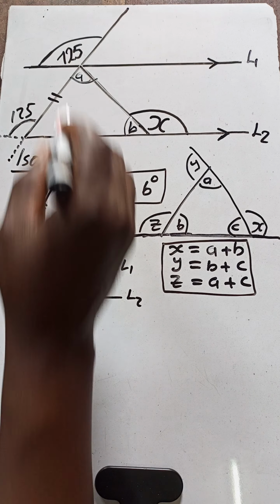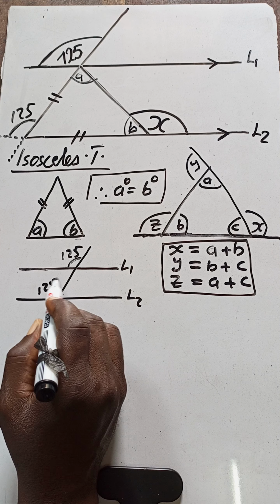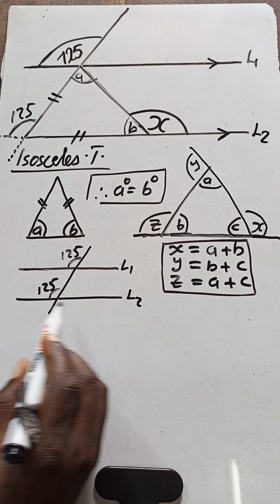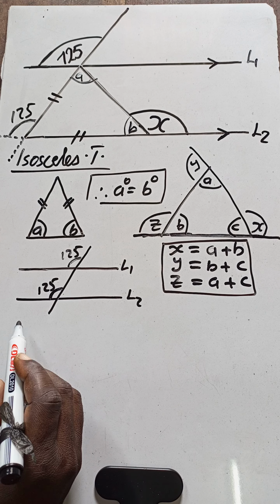All right, so let us bring that picture here. We have 125, we have 125, corresponding angles. And this is a straight line. L2 is a straight line. Sum of angles on a straight line must always give us 180 degrees.